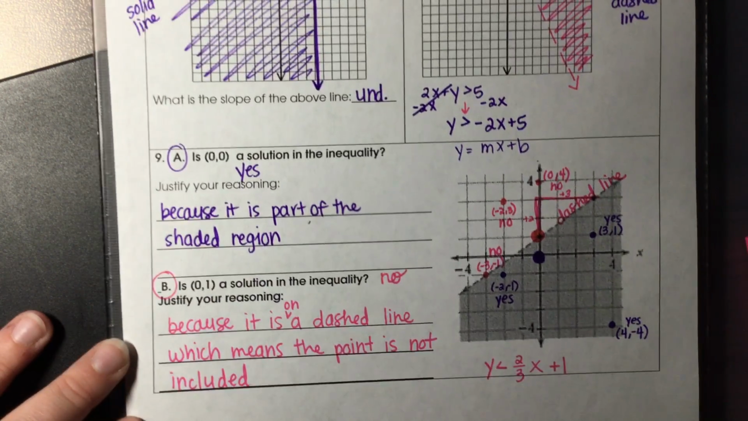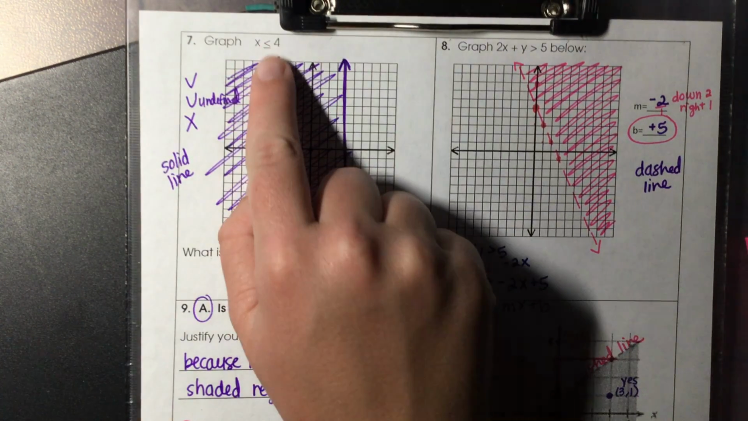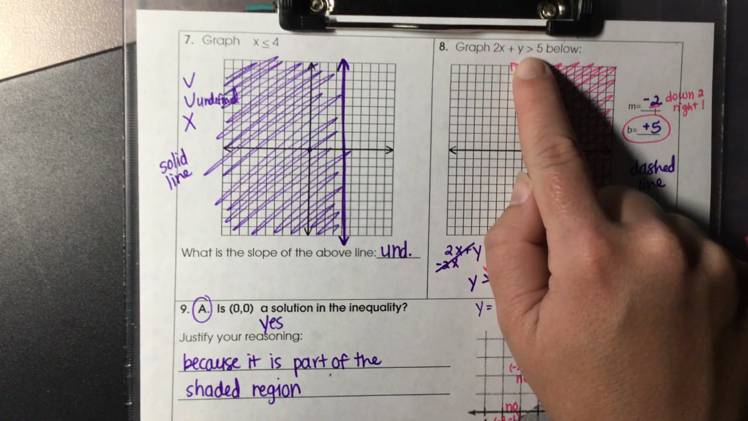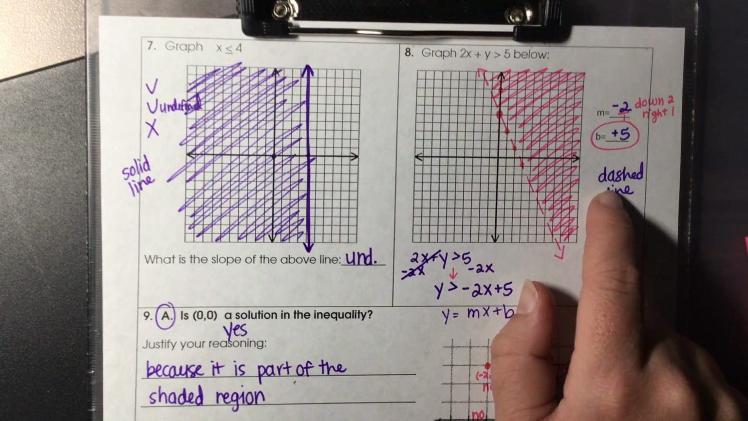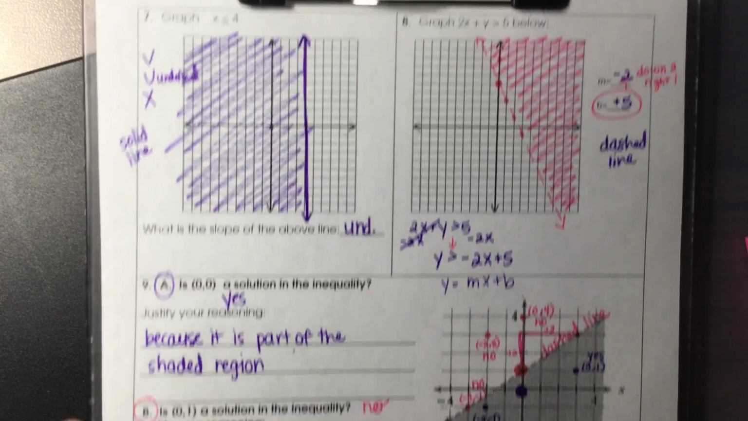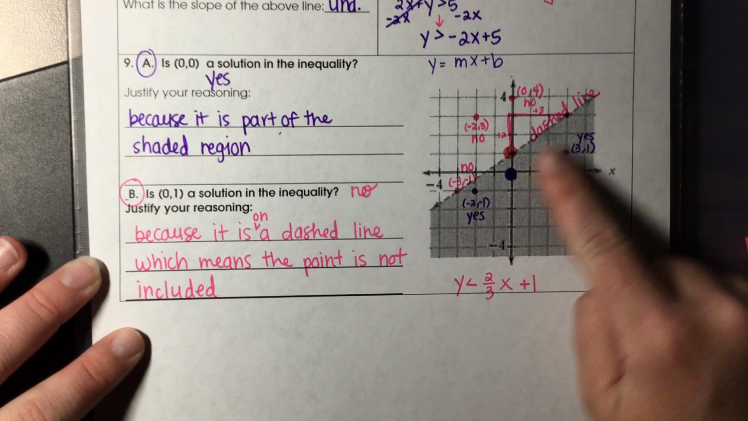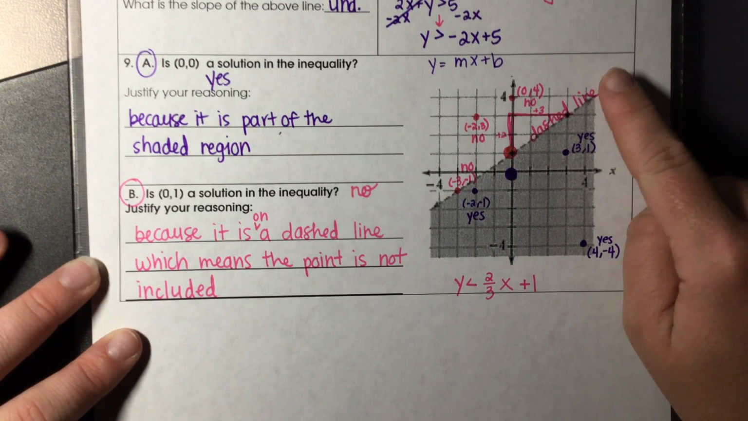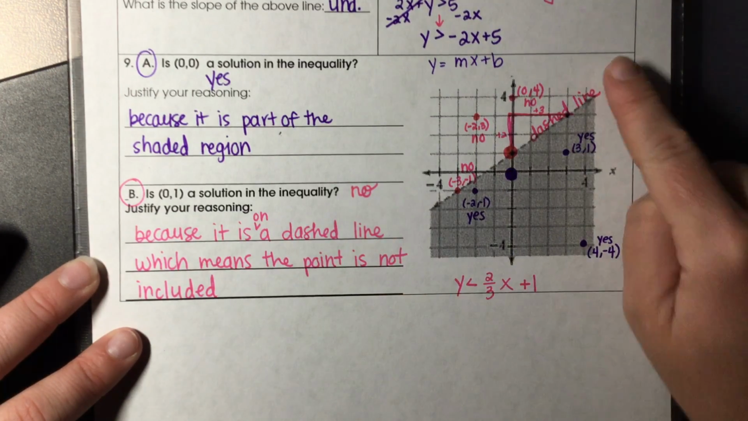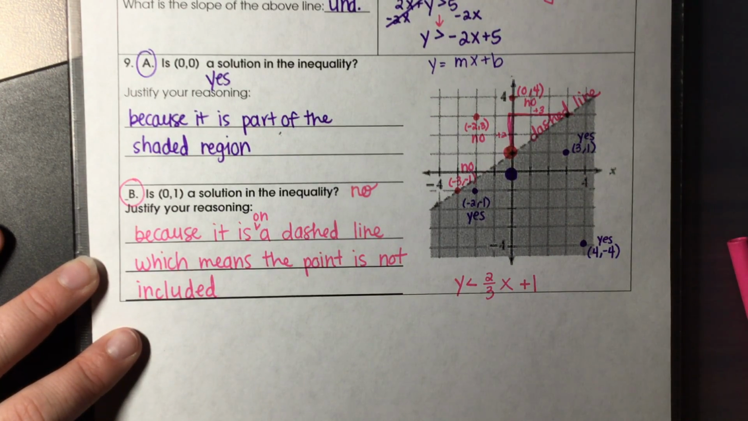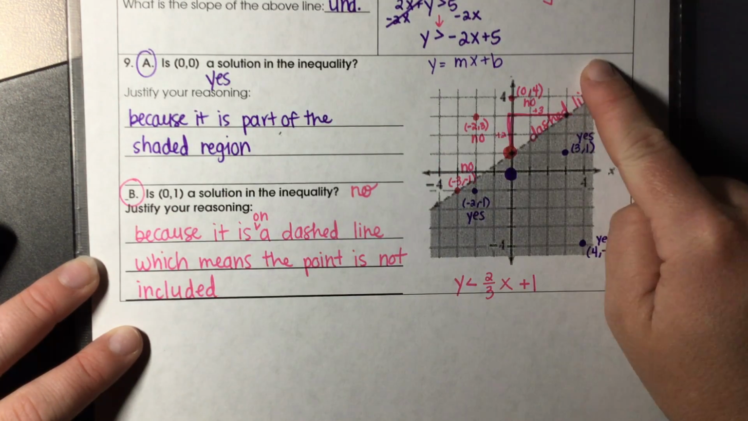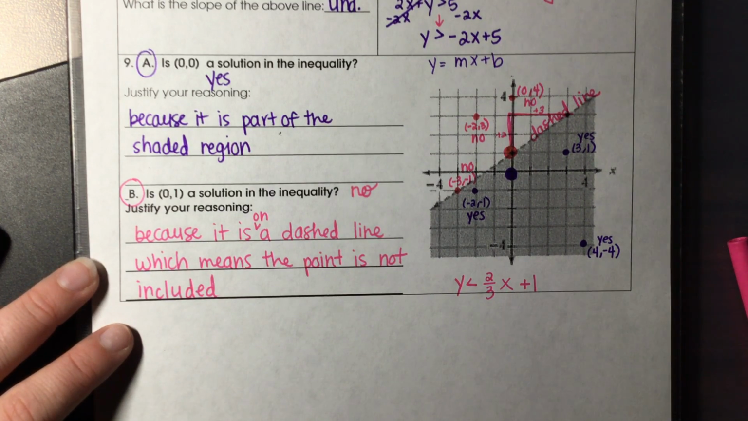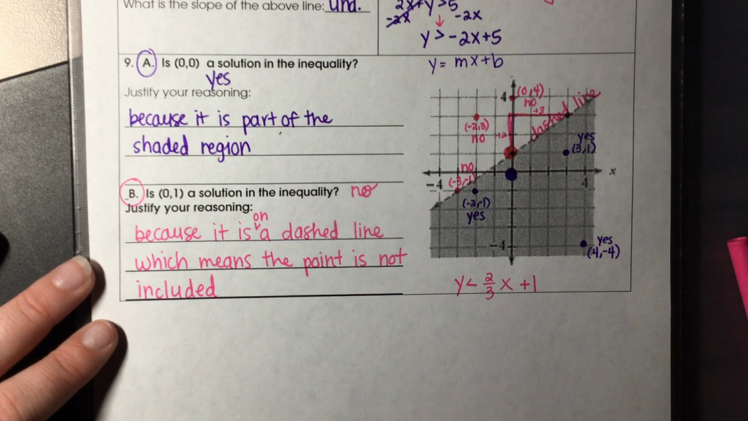Last little review. If it has the equal sign underneath, it is a solid line. If it does not have the equal sign underneath, it is a dashed line. And the final piece: a point in the shaded region or along a solid line is a solution. If it is not in the shaded region or it is on a dashed line, it is not a solution. That should be everything for test 6A.